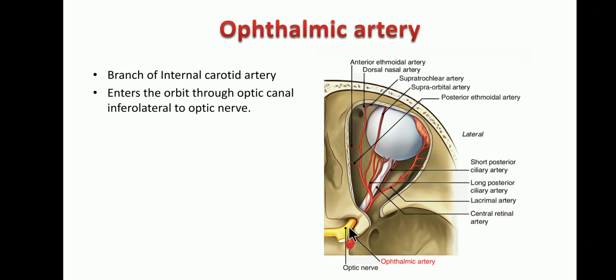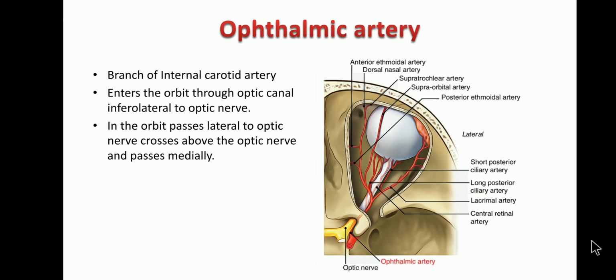It enters the orbit through the optic canal. So after passing through the lateral wall of the cavernous sinus, this is the medial clinoid process. It emerges medial to the medial clinoid process, and there it gives the ophthalmic artery which passes through the optic canal. It is first lying inferolateral to the optic nerve, and then it crosses the optic nerve from the lateral to medial side and runs along the medial wall of the orbit.